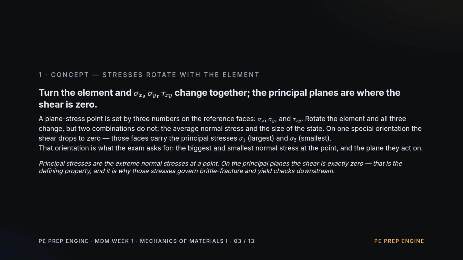Concept 1. The stress state rotates with the element. Three numbers on the reference faces set the point, and spinning the element changes all three. But two things stay fixed: the average normal stress and the overall size of the state. At one special angle, the shear vanishes, and those faces carry the principal stresses, the largest and smallest normal stress at the point. That special orientation is exactly what the exam is after.